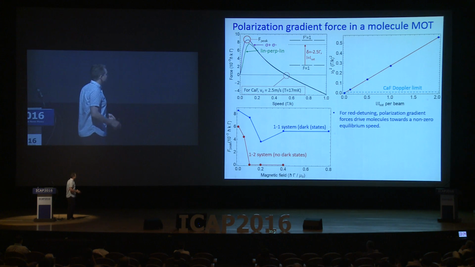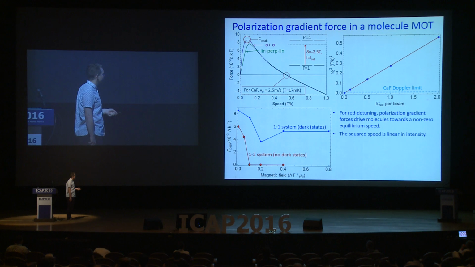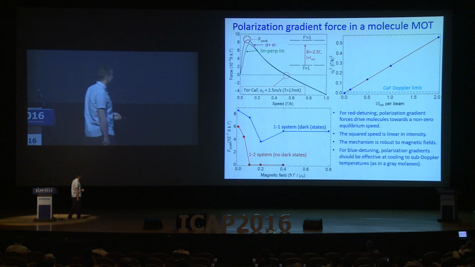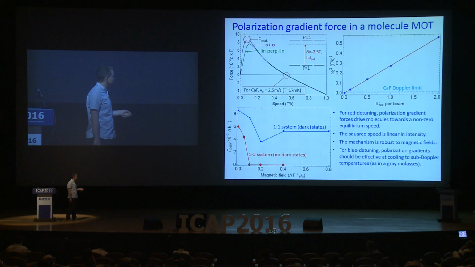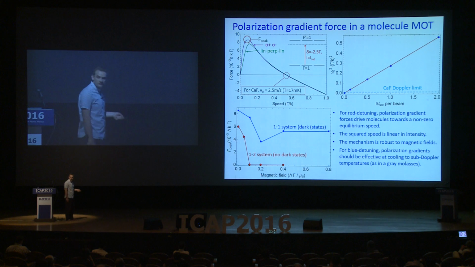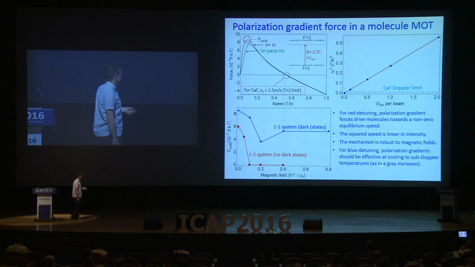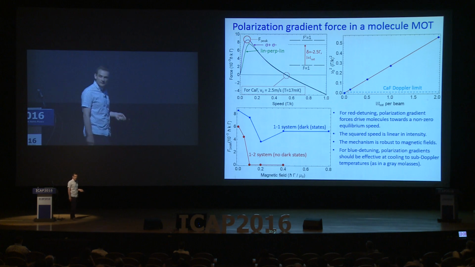So to conclude that, then, we find that for a red detuning like we have here, polarization gradient forces drive molecules towards this non-zero equilibrium speed. The square speed is linear in the intensity. This mechanism is robust to magnetic fields. And of course, if you turn it around and go to blue detuning, then it seems like these polarization gradients should be effective at cooling to sub-Doppler temperatures, as indeed they do in the standard gray molasses technique for atoms.